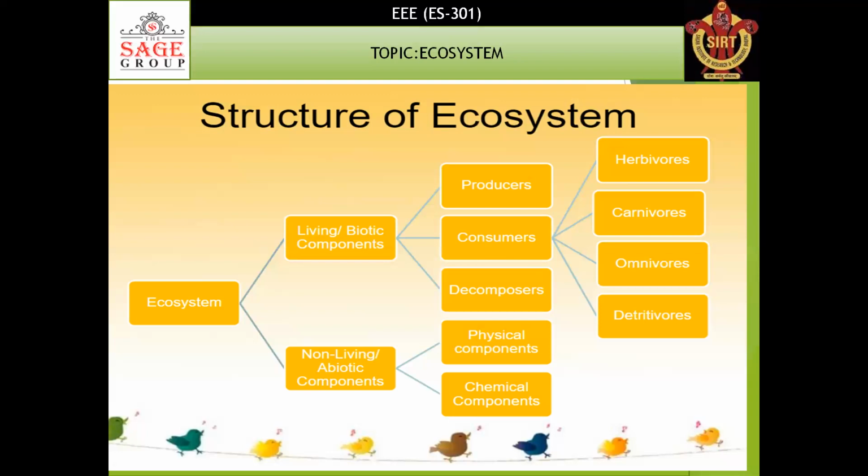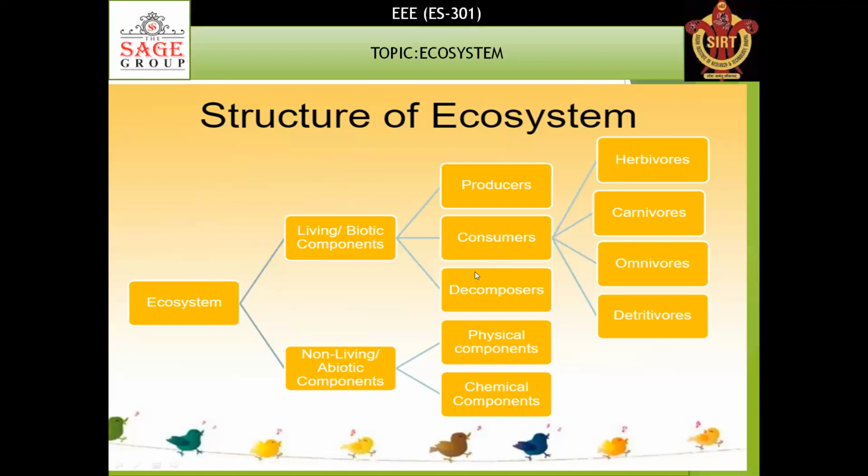So this category consumer is again divided into four parts: herbivorous, carnivorous, omnivorous, and the detritivorous. Herbivorous or primary consumers are those who eat producers directly, like man, elephant, rabbit, right? Carnivorous or secondary consumers eat primary consumers, like tiger and lion. Omnivorous eat both producers and animals, like fox, frog, etc. Right?